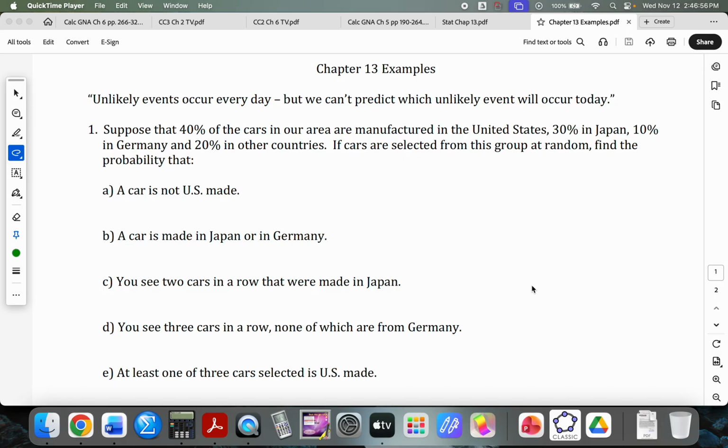It starts with a quote: unlikely events occur every day, but we can't predict which unlikely event will occur today. Right? Lots of unlikely things happen. But do you know which unlikely thing is going to happen? No. Like Liam chuckling. He's like, that was unlikely.